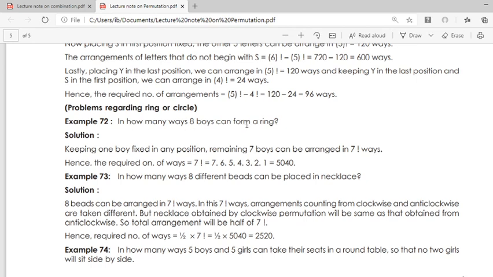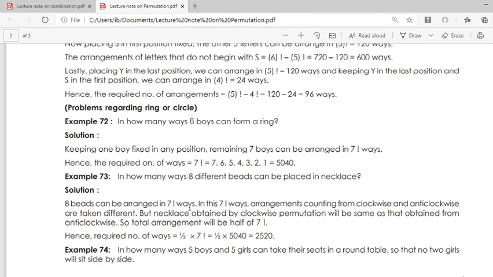Now I've talked about circle and ring. In how many ways can 8 boys be arranged in a ring? Go to the beginning of the note: n minus 1. 8 boys forming a ring is n minus 1 factorial, so 8 minus 1 factorial, that's 7 factorial. In how many ways can 8 different beads be placed in a necklace? I was explaining that 8 beads can be placed in a necklace in 7 factorial ways because you don't have an ending.